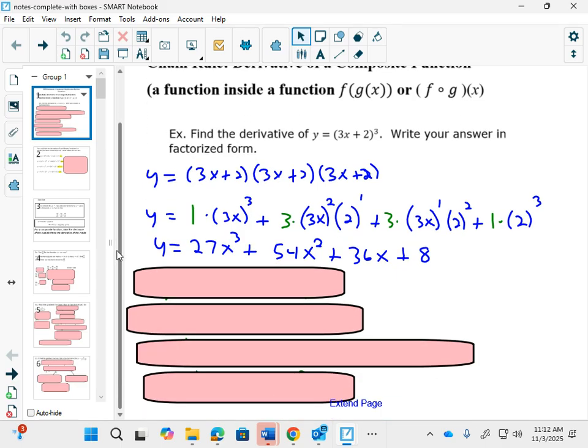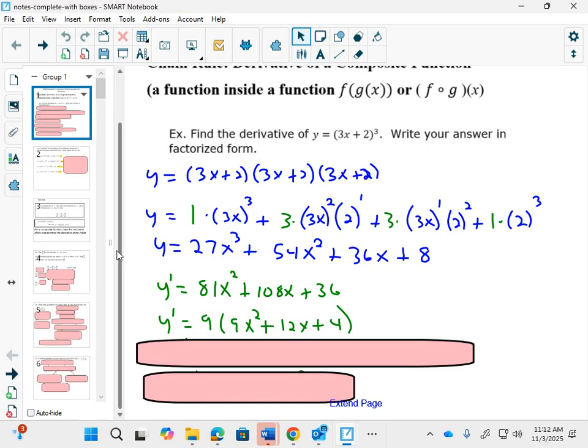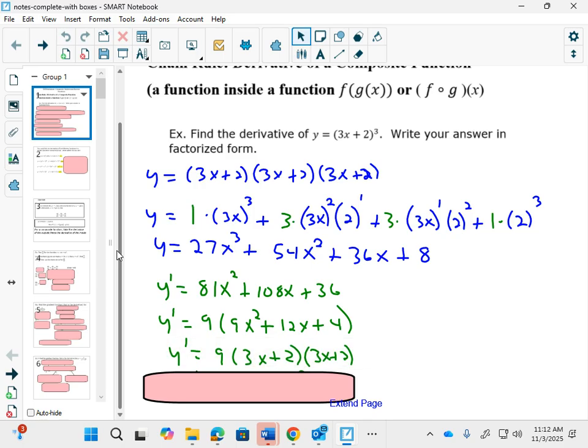by looking at a pattern. If I multiplied this out, and I got this as an answer, and then I simplified it, okay? I could now easily take the derivative. And if I look at that derivative, I could factor it. I could factor out a common factor of 9. And then I notice that the other thing factors to 3x plus 2, 3x plus 2. And I get 9 times 3x plus 2 squared.